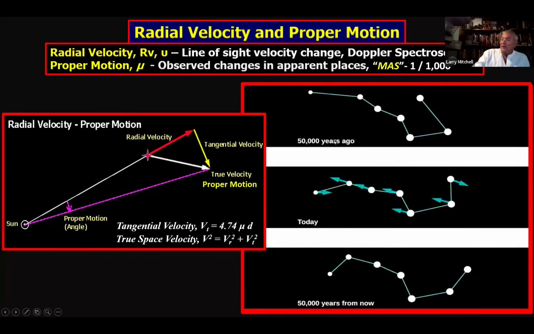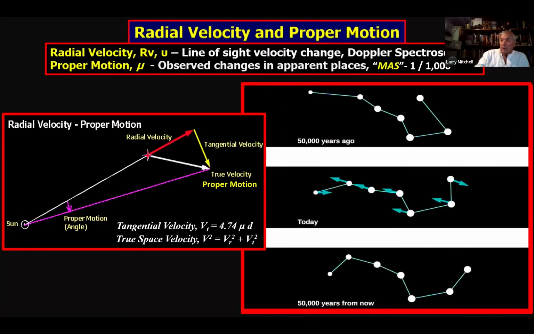And if we went back 50,000 years ago, this is what the Dipper would have looked like. This is it today. 50,000 years from now, the Dipper will be pouring out its water from the spout because these stars will have moved due to proper motion in this fashion.